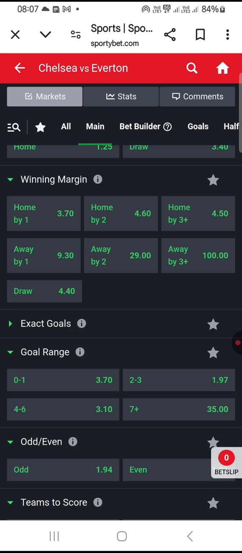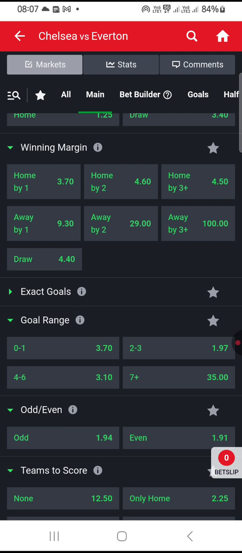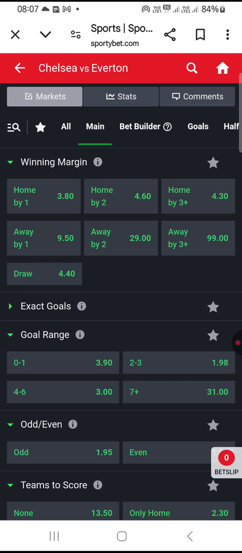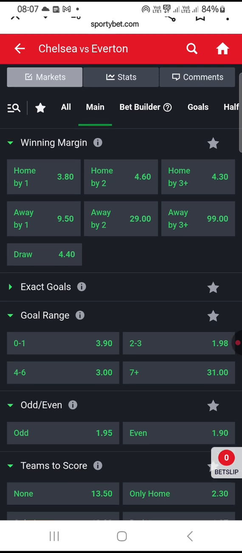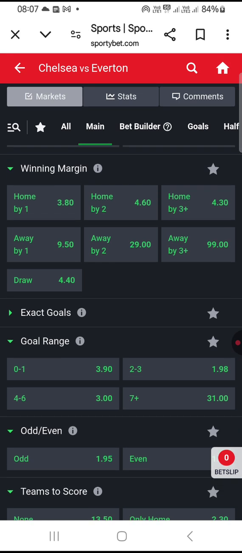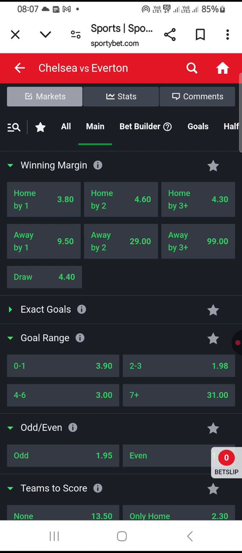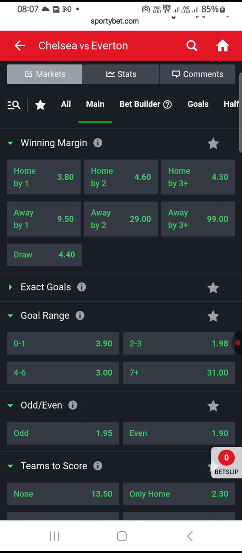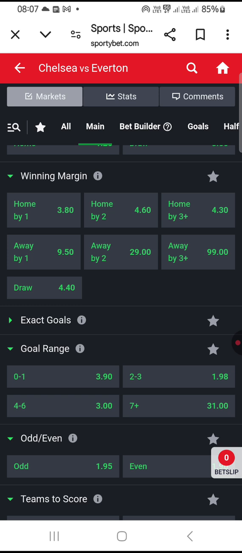The other way around, away: if Everton scores two and Chelsea scores zero, you have won the game. Away, if Everton scores 3 plus. Now 3 plus is all about 3 and above. So if, for example, at home, Chelsea scores 4 and Everton scores 1, you've won the game. If Chelsea scores 5 and Everton scores 1, you've won the game. Understand? But if Chelsea scores 3 and Everton scores 1, you've lost the game. So these are the meanings of this winning margin.